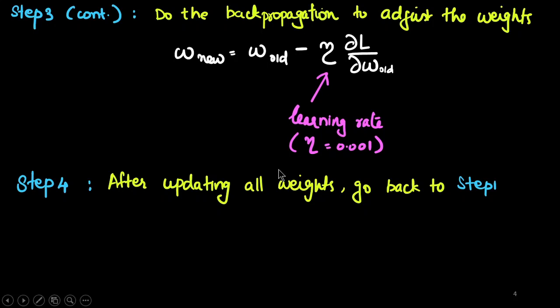After updating, we have to apply this equation to all weights. That means we have 4 weights in this particular example, W1, W2, W3 and W4, so we have to do this operation for all 4 weights. Then after updating all weights, we go back to step 1. Again do the forward propagation, find y cap and find the loss. If the loss is still high, we again do the back propagation. So it goes on till we find the optimum value.